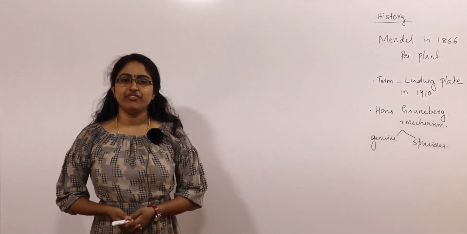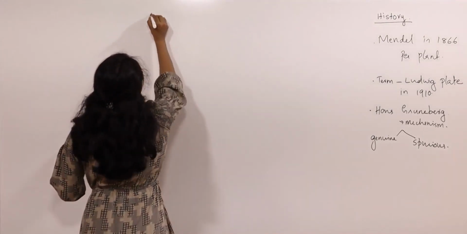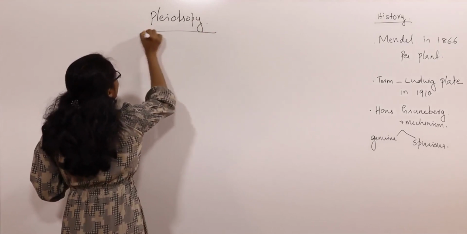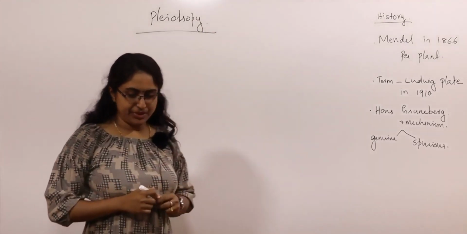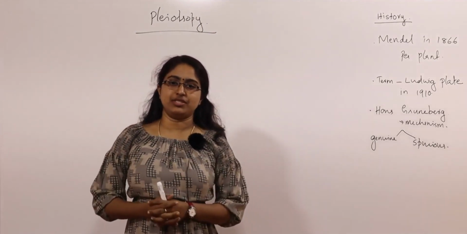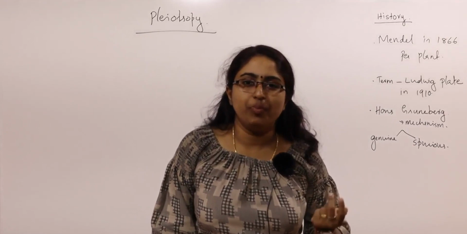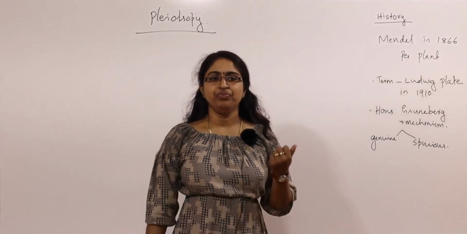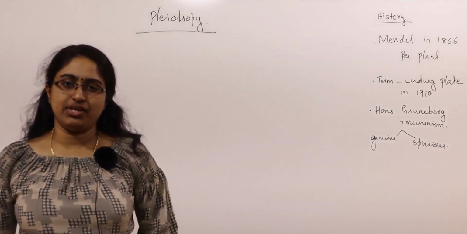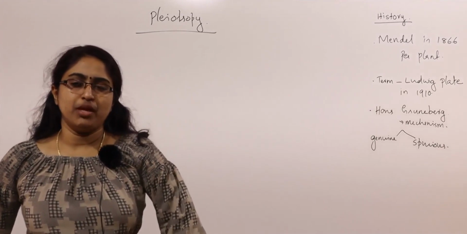Hi friends, today we are going to discuss pleiotropy. It's a type of gene interaction. In the previous session we discussed several other types of interactions, like epistatic interactions, where we discussed dominant epistasis, recessive epistasis, duplicate dominant, duplicate recessive, then inhibitory gene action, lethal alleles, and so on. In this video, we are discussing pleiotropy.